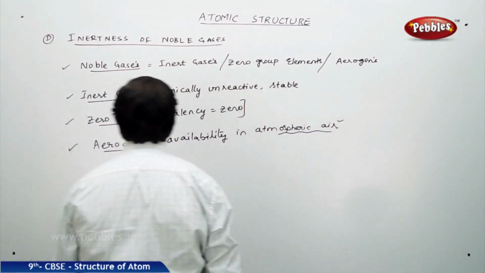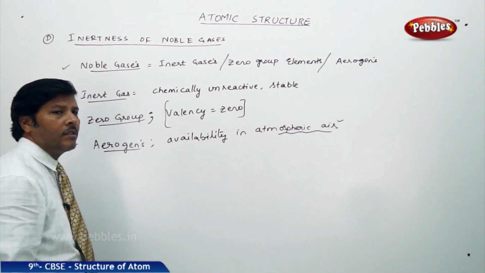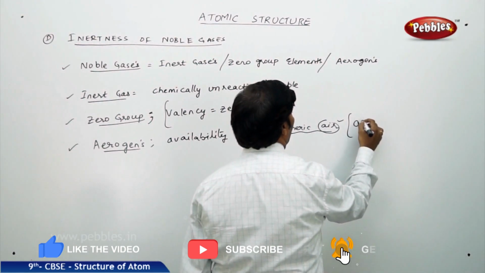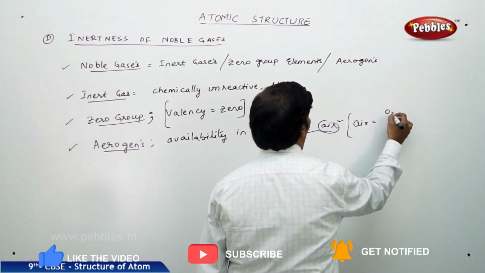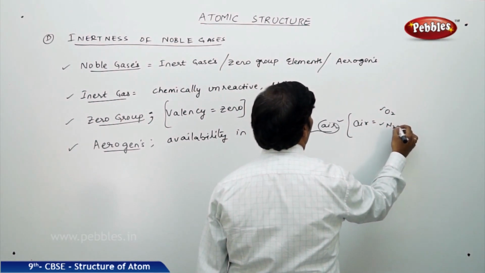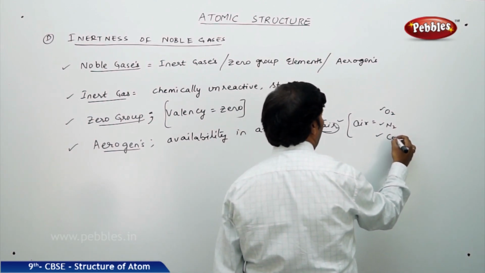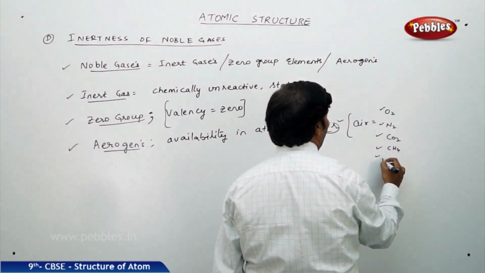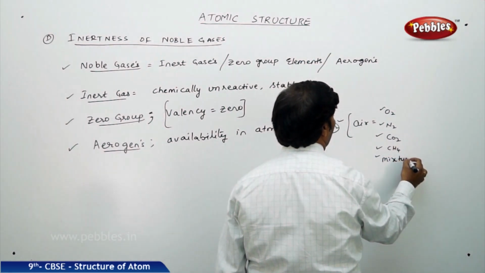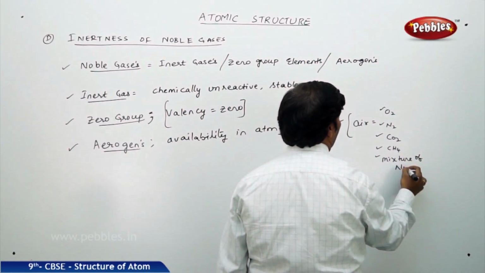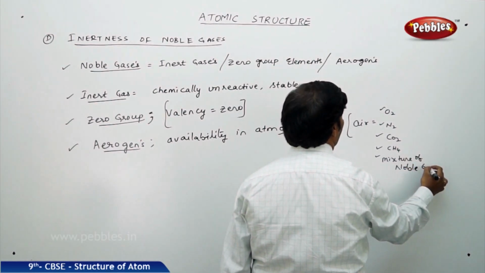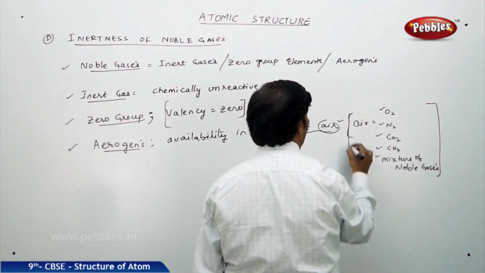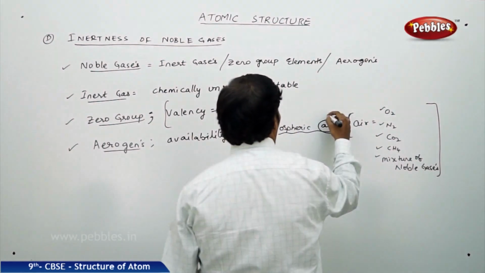You know that air is a mixture, and air as a mixture contains oxygen, nitrogen, then carbon dioxide, then hydrocarbons, methane, and a mixture of noble gases. So this is the composition of the air. So we have to isolate all the gases which are present in the mixture.